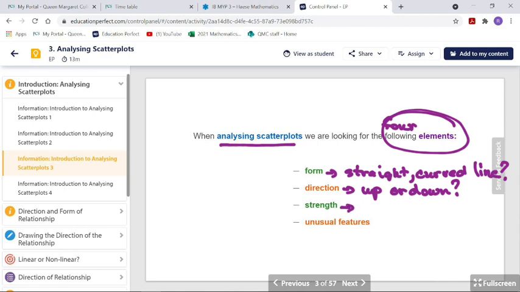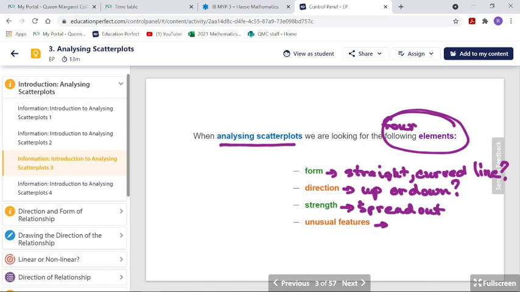Strength means that you're going to look at how spread out they are. In other words, if they're really tight together, that means the strength is very strong. And if they're spread out, then the strength is weak or there's no relationship at all.